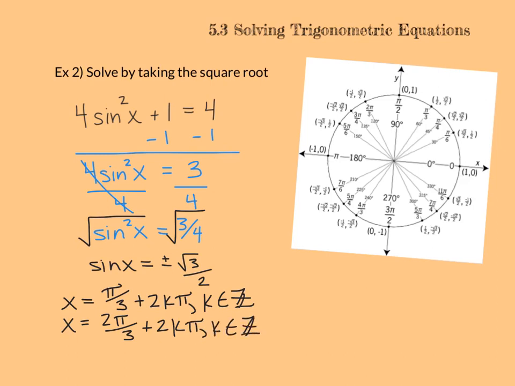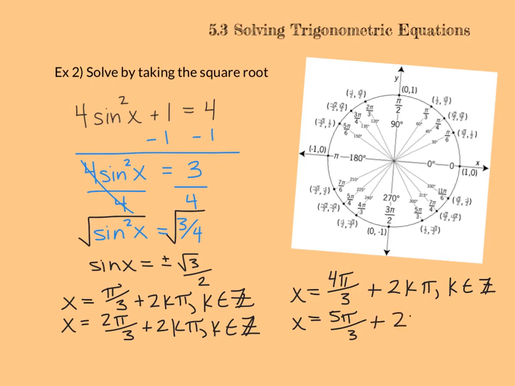And I'm just going to repeat this with the other 2 options where the sign is negative root 3 over 2, which is down at 4 pi over 3 plus 2k pi, again where k is an integer. And the last one is 5 pi over 3 plus 2k pi, where k is an integer.